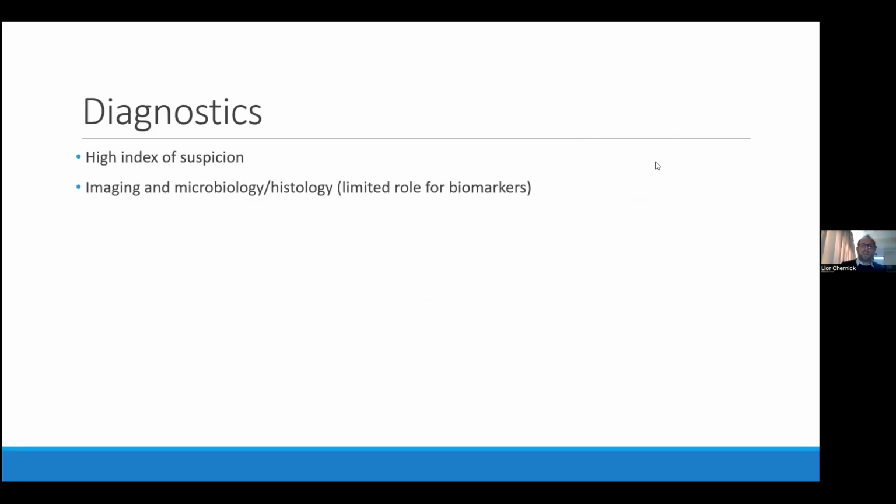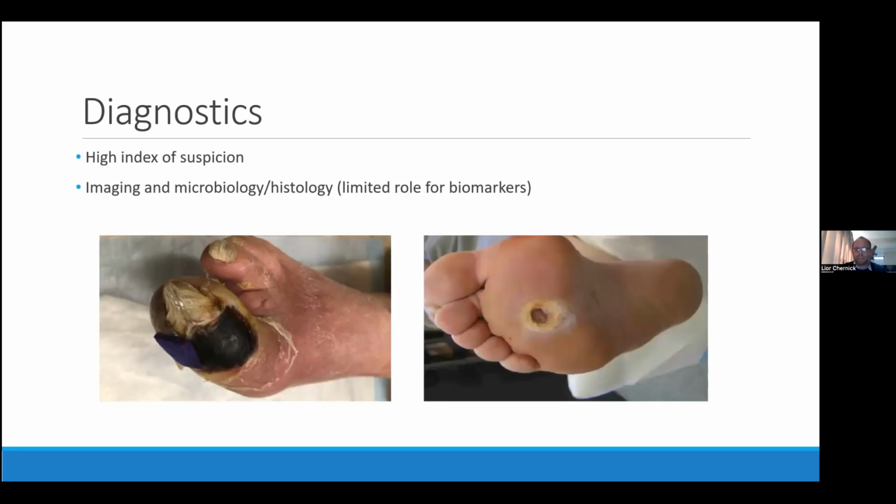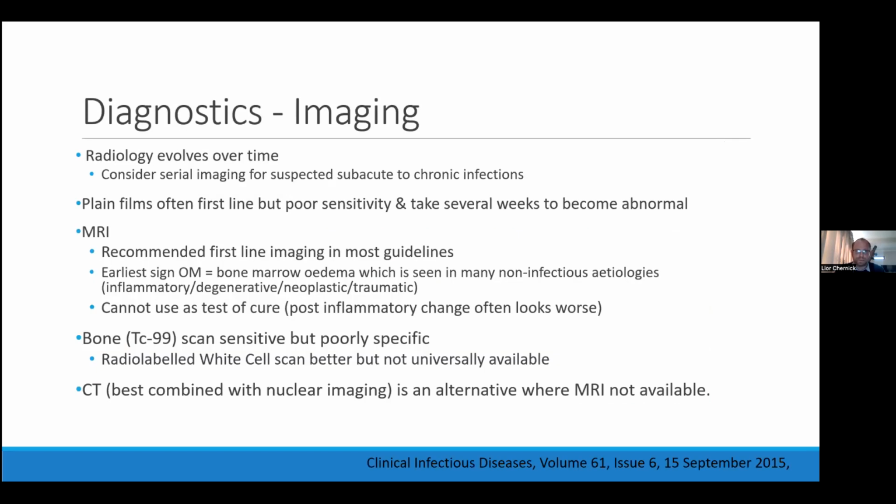So in terms of diagnostics for osteomyelitis, obviously you sometimes need a high index of suspicion. There are times when it's incredibly obvious. For example, here, there's a necrotic toe in a patient with peripheral vascular disease and some diabetes. And then there's times where you may have just a diabetic ulcer. Probe to bone may or may not be positive, but you can't definitively say from the picture itself whether there is or isn't osteomyelitis. And so the primary diagnostic modalities are imaging and then biopsy for microbiology and histology, and there's a limited role for biomarkers or inflammatory markers.